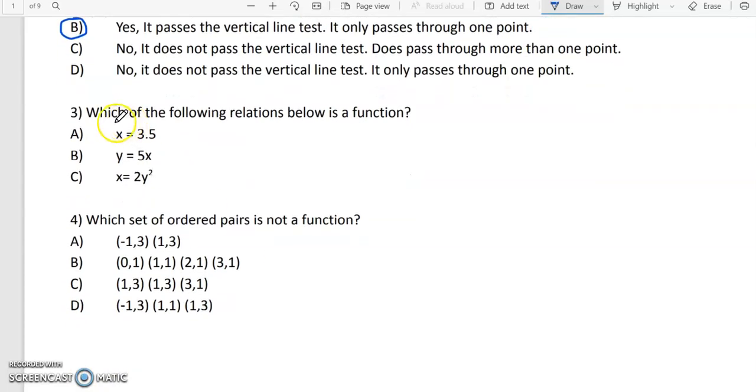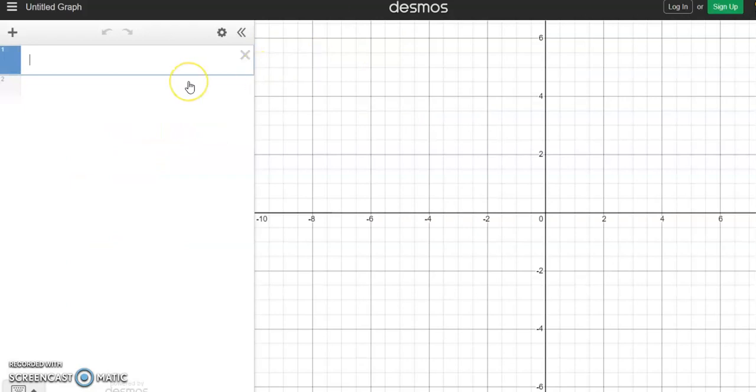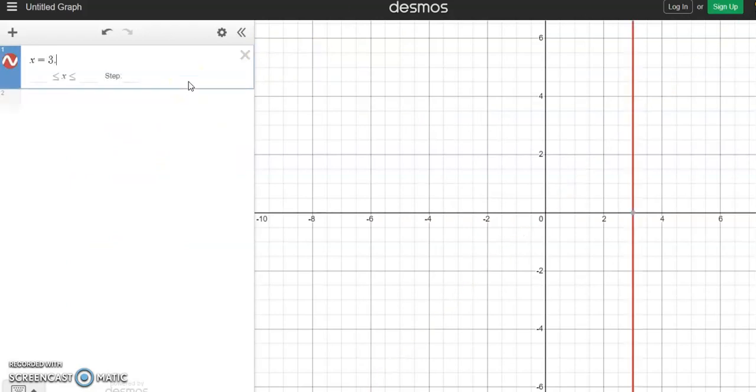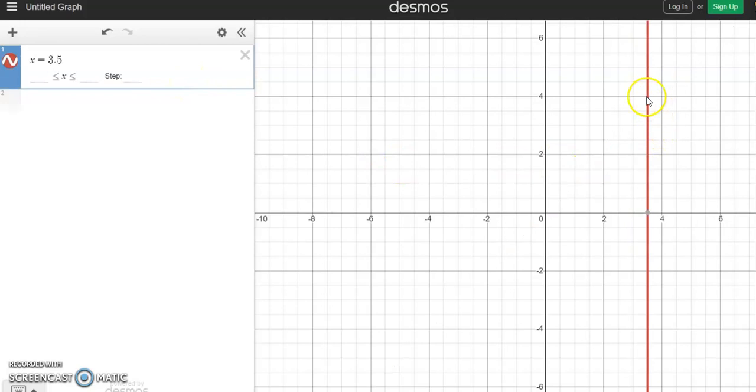Now for number 3, it says, which of the following relations is a function? Okay, so if I look at these equations right here, x equals 3.5. If I go to Desmos and I type in x equals 3.5, if you guys will remember, that's going to make a vertical line, so that's not going to pass the vertical line test.